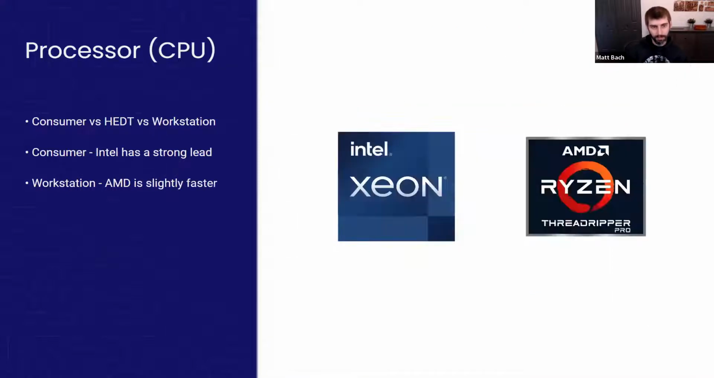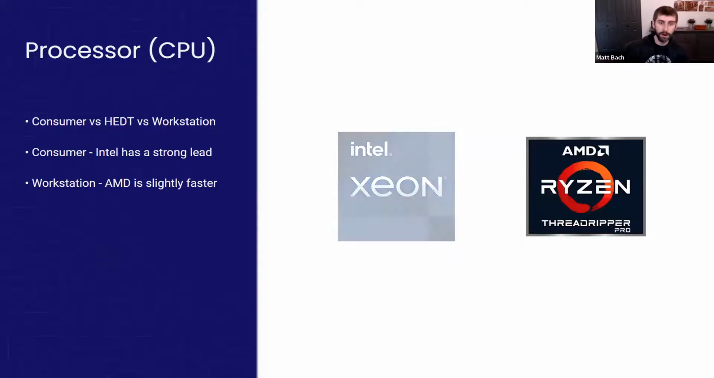But what it comes down to is, for workstation class things, I would say right now Ryzen Threadripper has a slight lead, a slight advantage. Xeon W is not bad, but Threadripper Pro is probably the lead. That's what we tend to recommend for higher end workflows for DaVinci Resolve right now.